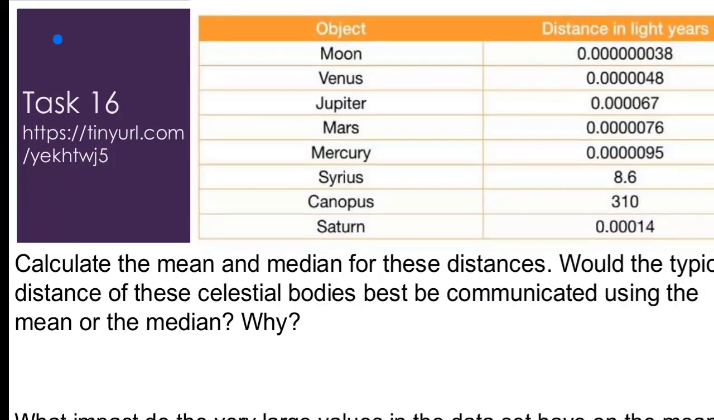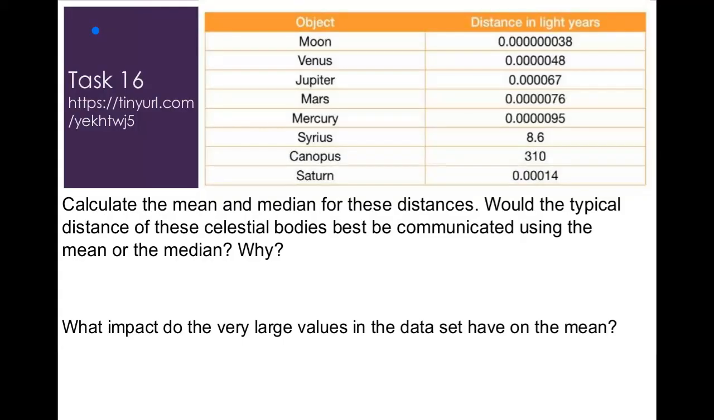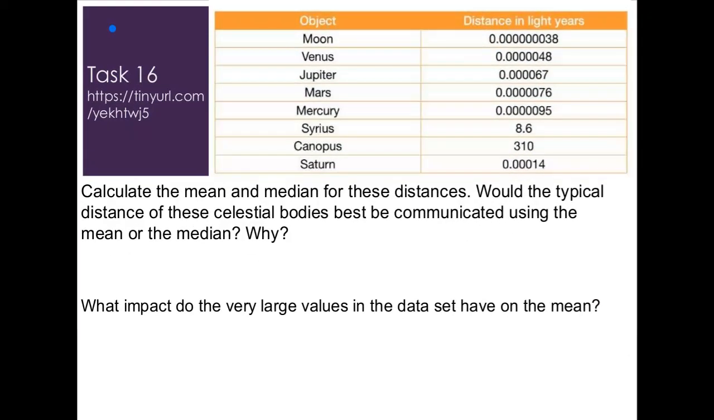You have no idea. All right, so then it says calculate the mean and median for this distance. You already have the table. How would you go ahead and calculate the median and mean? What would you do next? Click on make a graph.